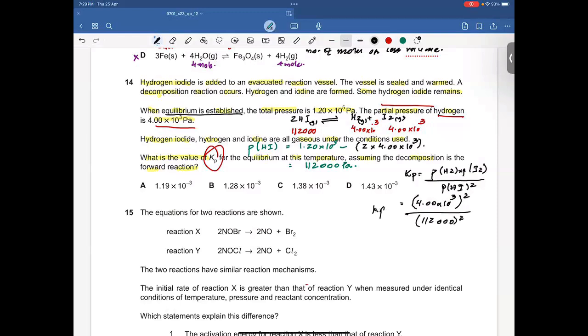So the value of Kp is going to be, let me calculate, 1.28 times 10 to the power minus 3 Pascal. So 1.28 times 10 to the power minus 3 Pascal. So B is going to be the right answer. I hope it makes sense to you. But the most important thing is that the sum of partial pressures is always equal to the total pressure, which is why I have to subtract these two values.